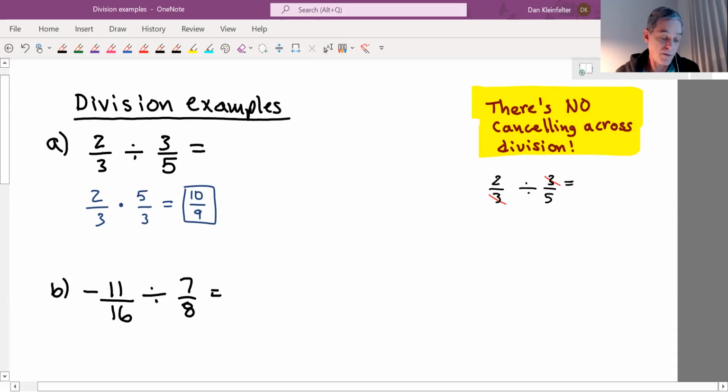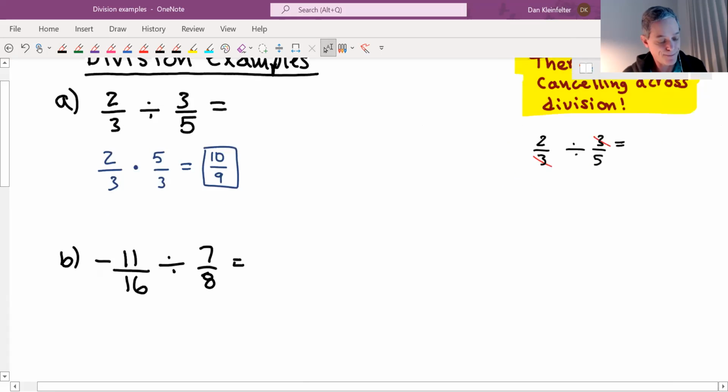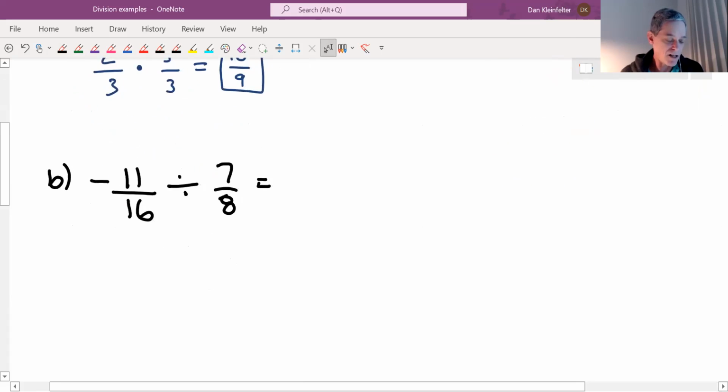When you saw this problem, 2/3 divided by 3/5, I can't cross out those 3's. The fundamental property of fractions doesn't work like that. You'd have to have a multiplication here in order for us to be able to divide out the 3's. So no canceling across division.